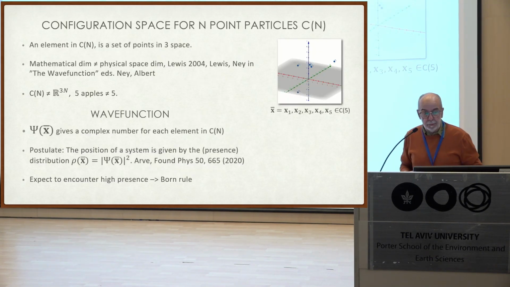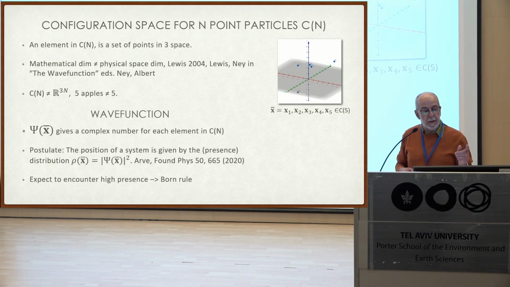So configuration space for n point particles, I call C of n. And so it's really the space of n points in 3 space. So that's sort of the mathematical definition of it.